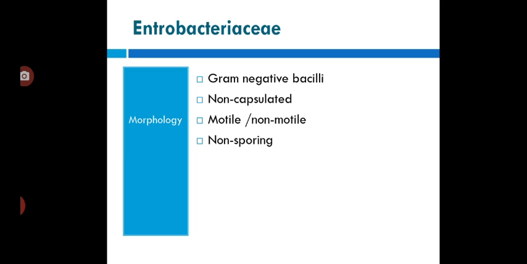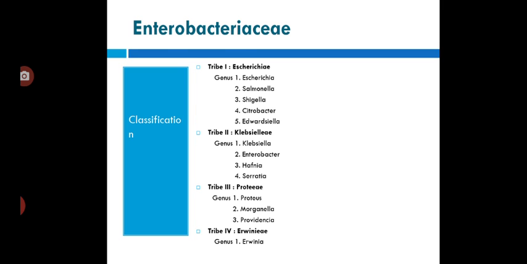Next, coming to the Enterobacteriaceae, the morphology: they are non-sporing, gram-negative bacilli, and members of this family may or may not be capsulated and are motile by peritrichous flagella, or some may be non-motile. Enterobacteriaceae is broadly classified into four tribes. Tribe 1 is called Escherichieae, where the genera are Escherichia, Salmonella, Shigella, Citrobacter, and Edwardsiella.